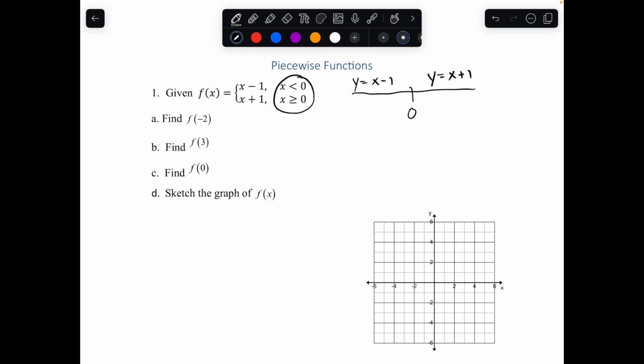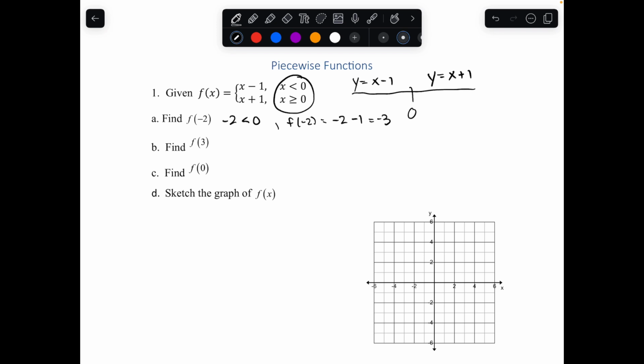So part A, I want to find f of negative 2. Well, I know that negative 2 is less than 0. So that means I'm going to follow the first rule, or the rule that's on top. And that's saying that my y value, my function value, is going to be equal to x minus 1. So f of negative 2 is going to be equal to negative 2 minus 1, which is equal to negative 3.